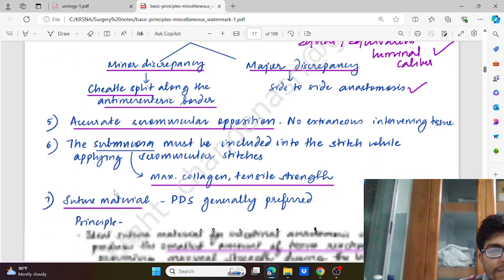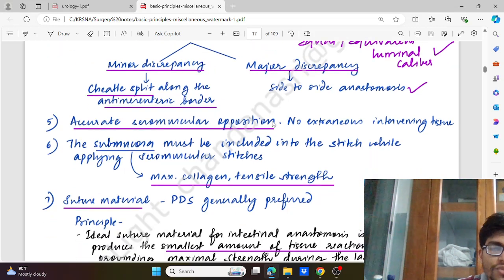Then the submucosa must be included in the suture while applying the seromuscular stitches, Lembert, because the submucosa has the maximum amount of collagen protein, which has the most tensile strength of all the layers of the GIT. So it should include the submucosa, which has maximum strength.